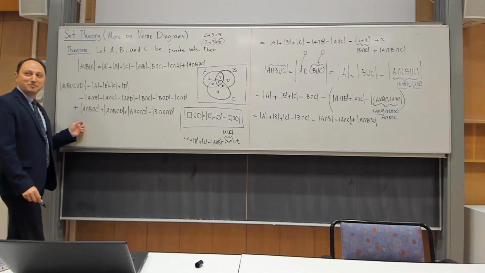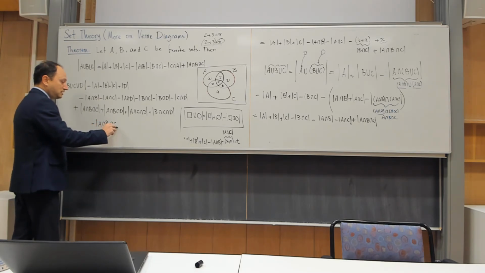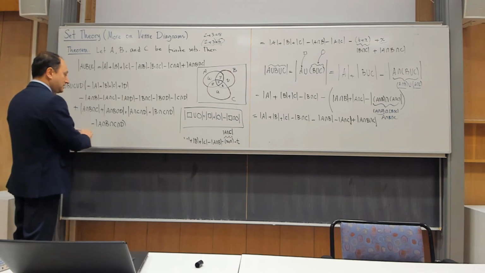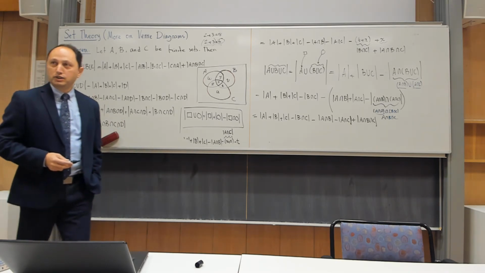No, this time minus, because they're alternatingly changing. So it becomes minus A union B intersection C intersection D. Yes? So that would be the formula for the case of 4.